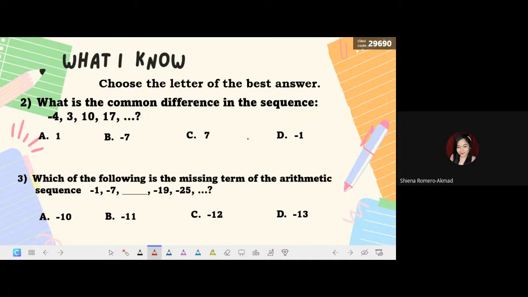Okay, let's proceed. Number 2. What is the common difference in the sequence? Negative 4, 3, 10, 17. Ano kaya ang common difference niya?